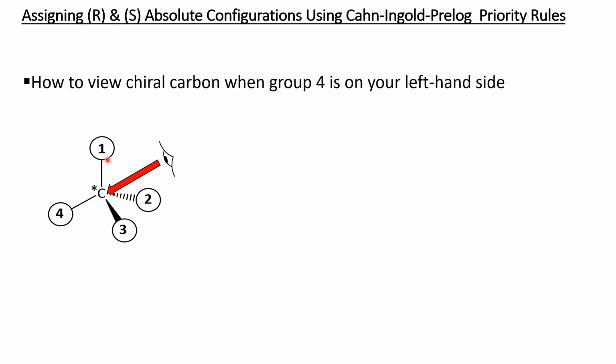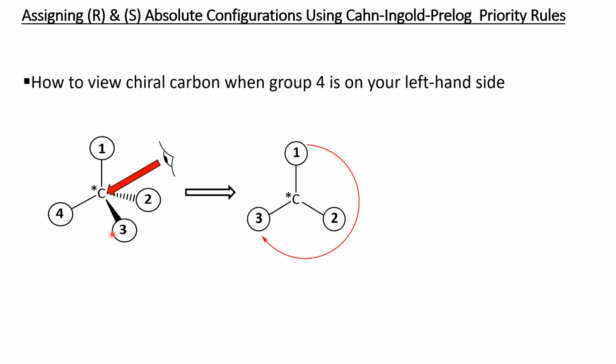Redraw these structures by placing group 2 to your right, and group 3 to your left, and group 1 pointing up. Then draw an arrow connecting groups 1, 2, and 3, resulting in a clockwise direction, giving you an absolute configuration of R.